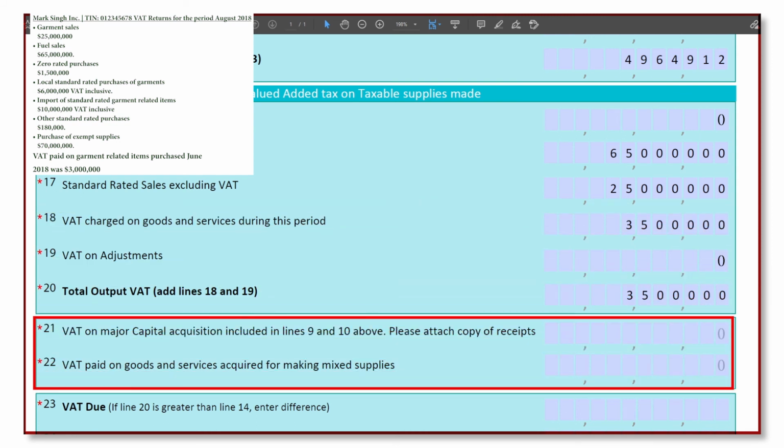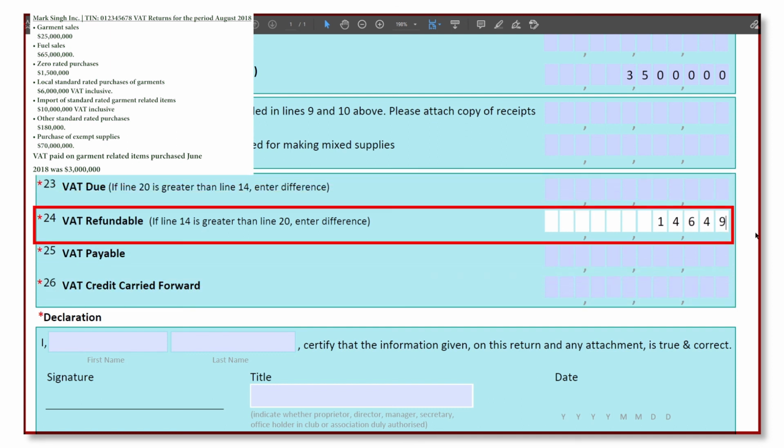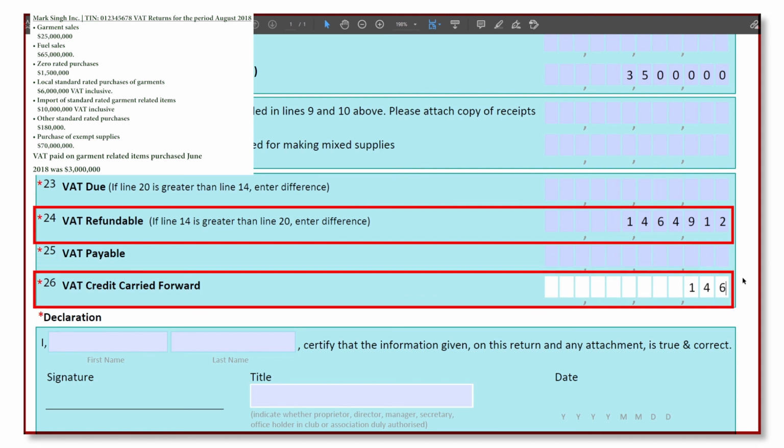The company did not have any VAT on any major capital acquisitions nor VAT on goods and services acquired for making mixed supplies for lines 21 and 22, therefore we enter 0. If line 20 is greater than line 14, enter the difference in line 23, VAT due. In this case, line 14 is greater than line 20. Therefore, the difference is $1,464,912. Enter this amount in line 26, VAT credit carried forward. And that's it. That is how you complete the VAT return form.